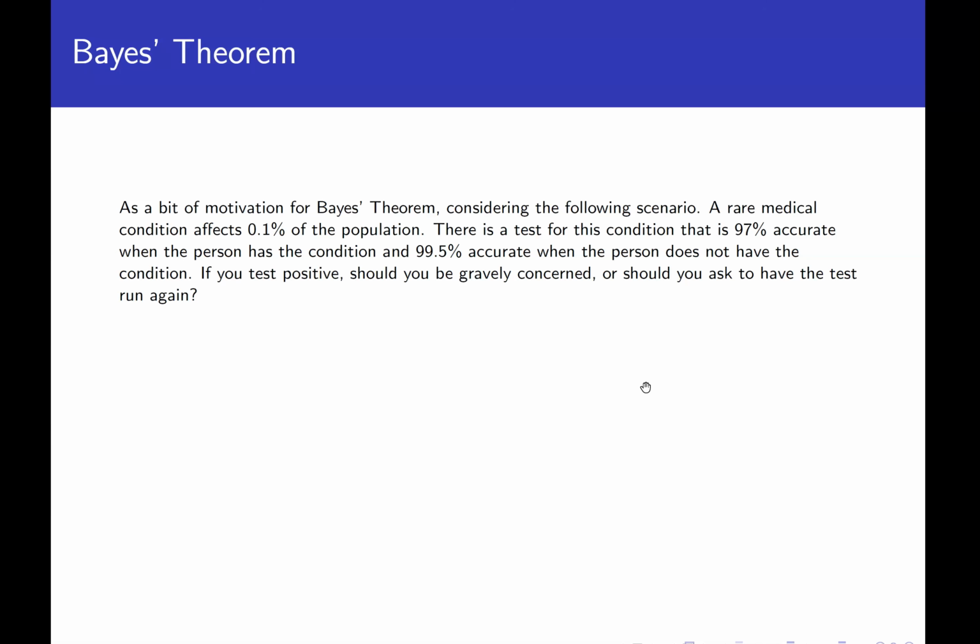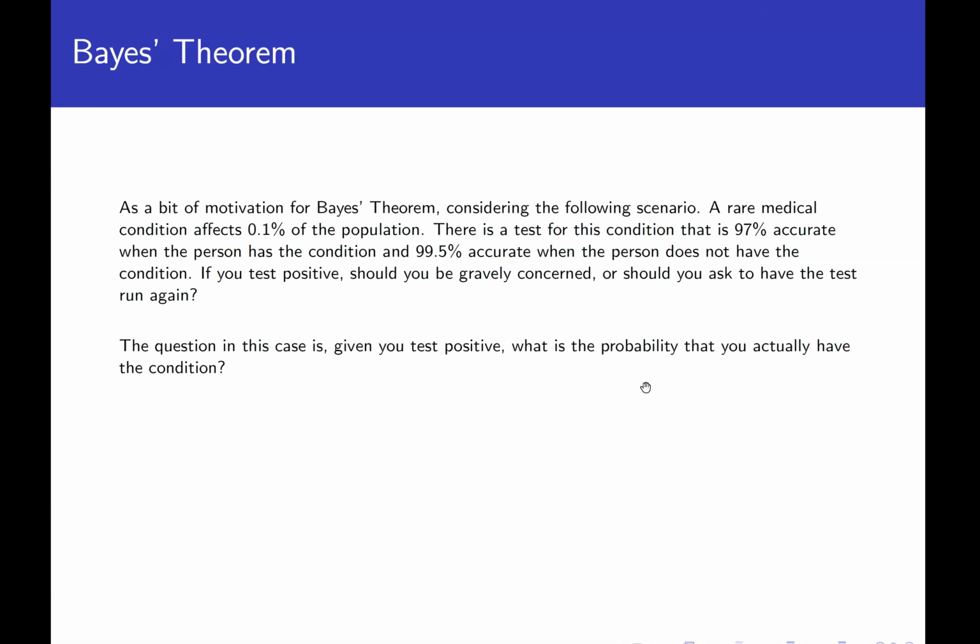So the question is, suppose you get a positive test from the doctor. Does that mean you should really be worried about it? Or should you ask for a second test? All right. So really we're looking at a conditional probability. Given that you test positive, what's the probability that you actually have this medical condition? So let's let A be that you have the condition, and let B be the event tests positive. So then we want to figure out the probability of A given B.